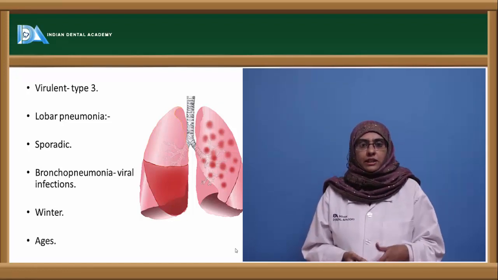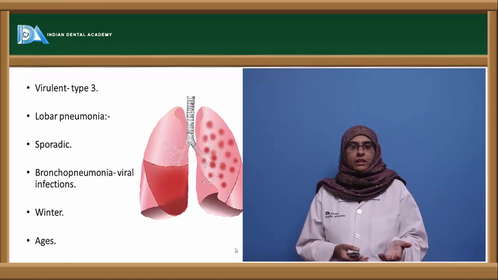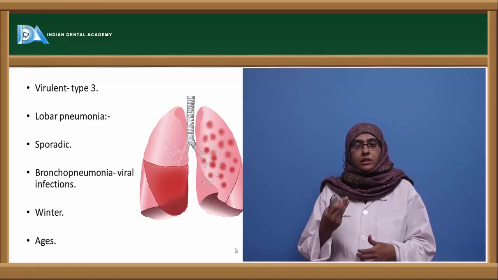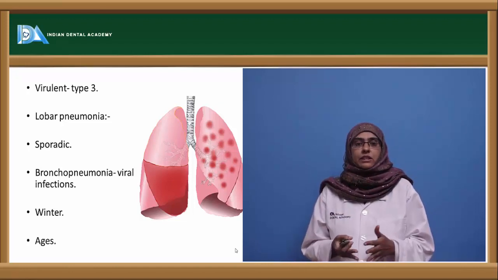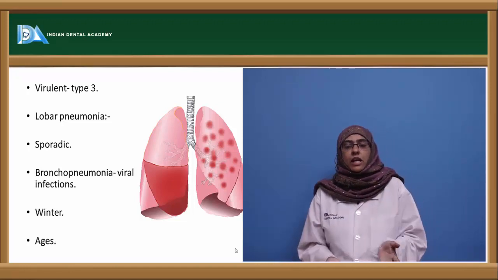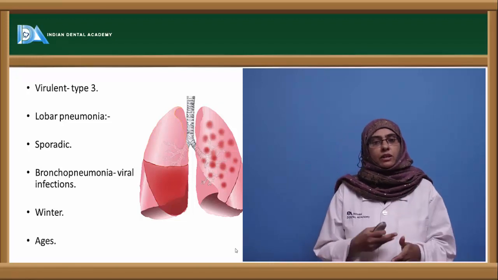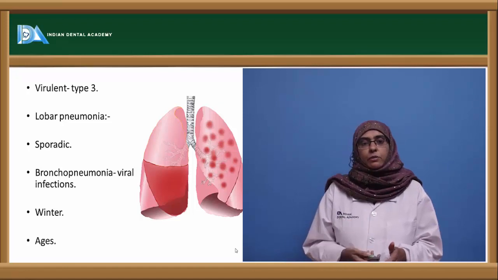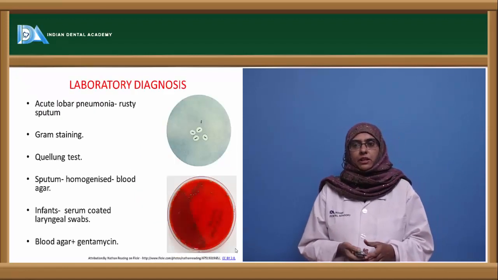And the season where you can see the epidemics is during the winter, and the ages at which the organism causes the infection are the extreme ages, that is they can cause the disease in infants or in old people. Usually the adults have a strong immune response, and hence they can overcome this particular disease.